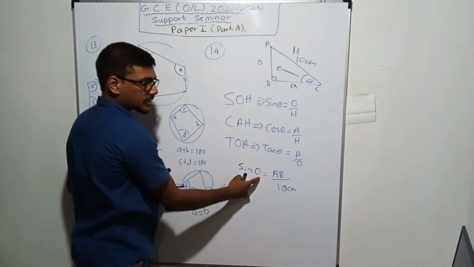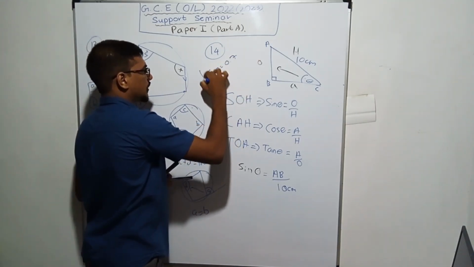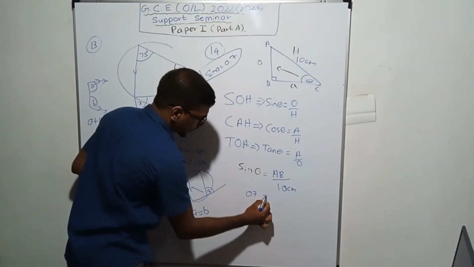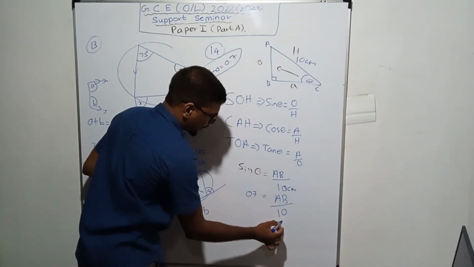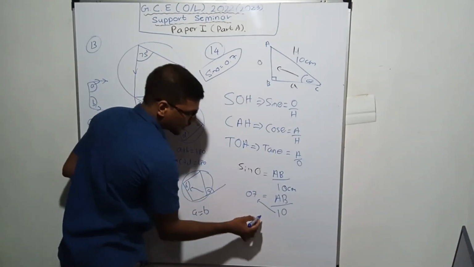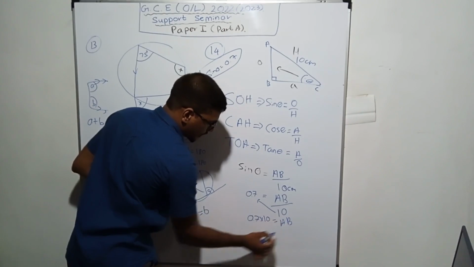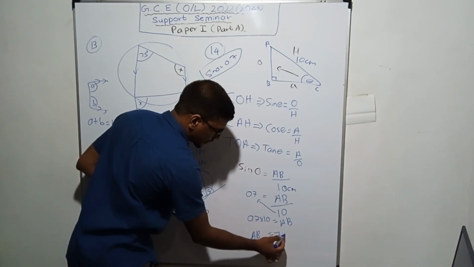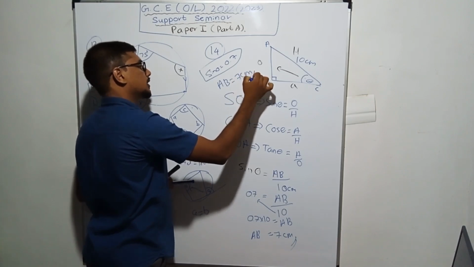And they have given us the value of sin theta. They have given it as 0.7. Then sin theta, which is 0.7, equals AB divided by 10. So what can I do? I can make AB the subject by taking 10 to this side. 0.7 times 10 equals AB. Then what will the AB value be? 7 times 10, 7 centimeters. So AB equals 7 centimeters.